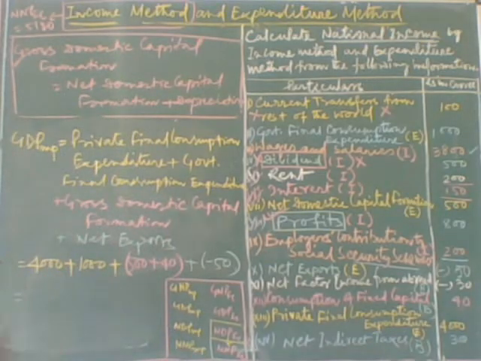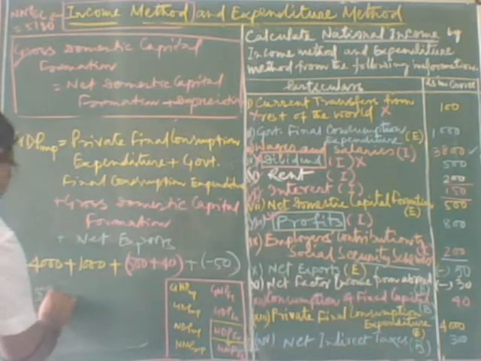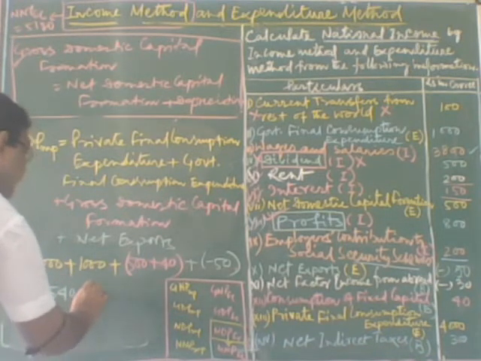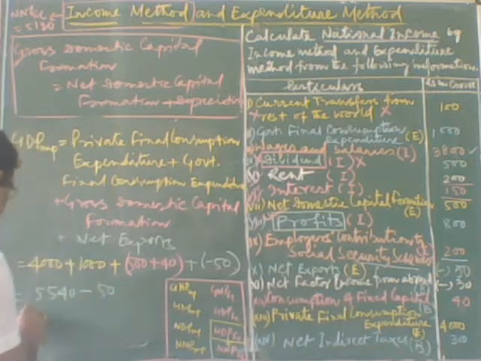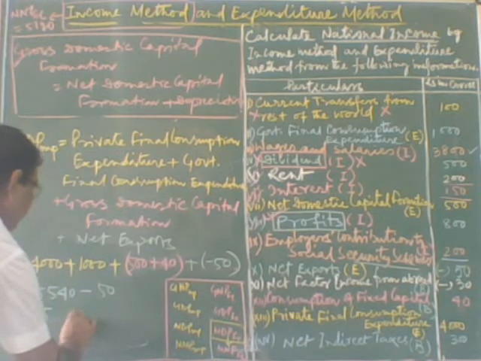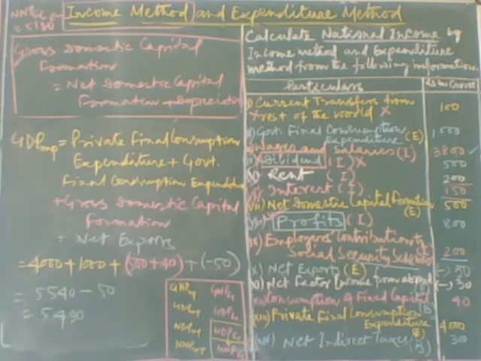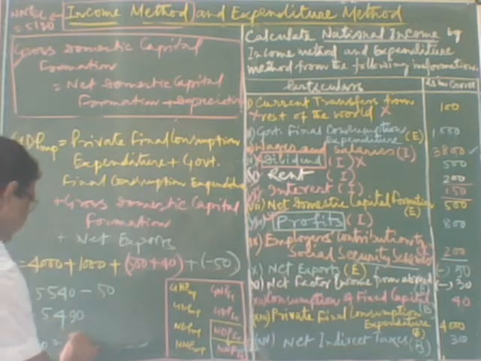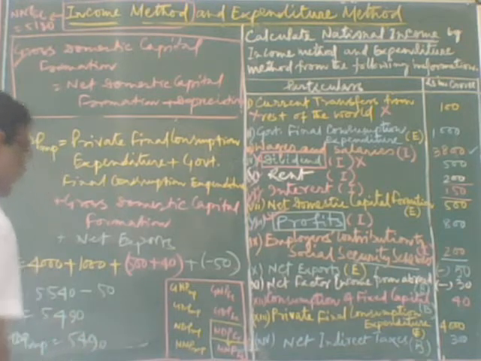This is equal to 5,000 plus 500, 5,500, plus 40, 5,540, minus 50, which is equal to 5,490. Therefore, GDP market price is equal to 5,490.